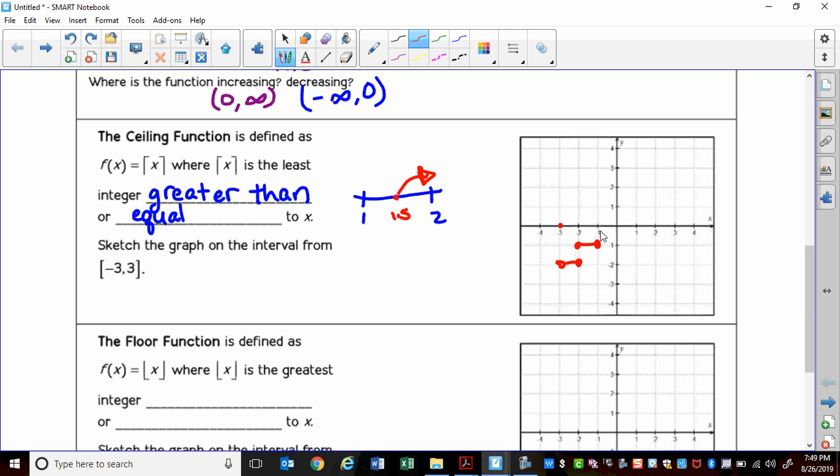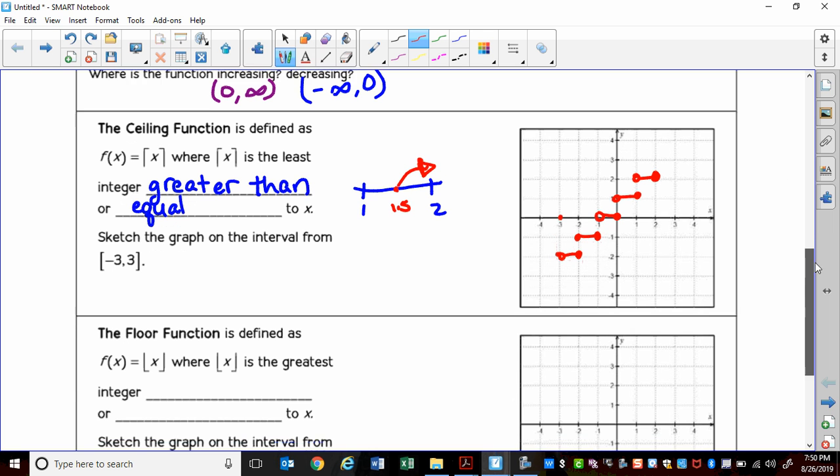And then at -1, it can be -1, but anything over -1 is going to be 0. And then we're going to keep on going up, open circle, closed circle, open circle. Now they can't overlap. So open circles are on the left ends, and then closed circles are on the right-hand side.